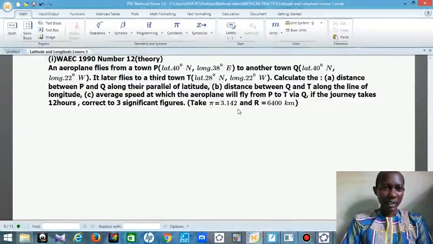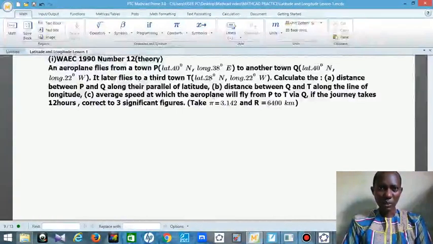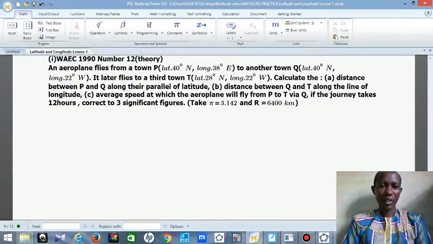This question is not too difficult. All we need to do is get the sketch. Then we can know which point is standing on the parallel of latitude, and we can calculate it. Then which point is standing on the longitude, and we can calculate the distance. From there we can know the total distance. Since the time is known, we can now get the speed.